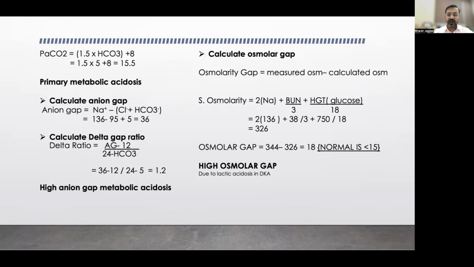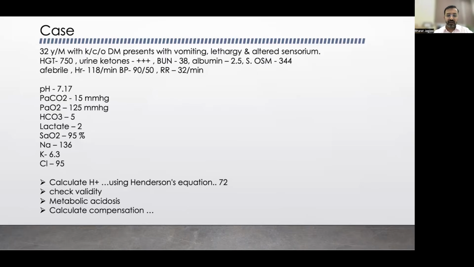Step 1 is to look for the validity of the ABG. Using the Henderson equation, you will find whether the ABG is valid or not. So this ABG is valid. Step 2 is to look into the pH. The pH is less than 7.35, so there is an acidosis. Now, check whether the respiratory component and the pH are in the same direction or not. They are not, so it's a metabolic acidosis.